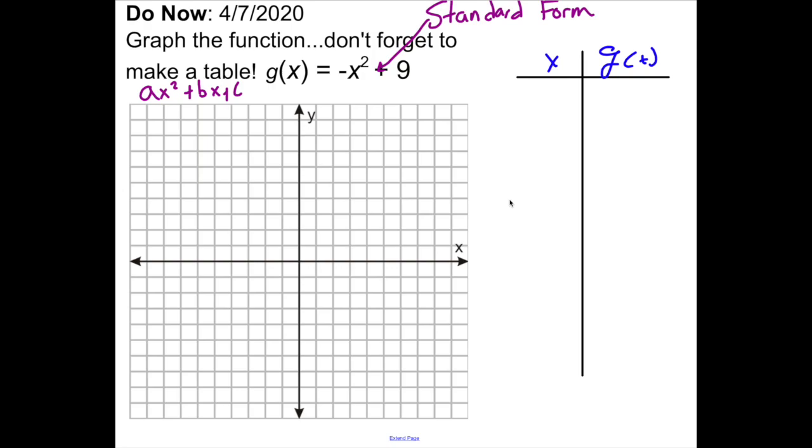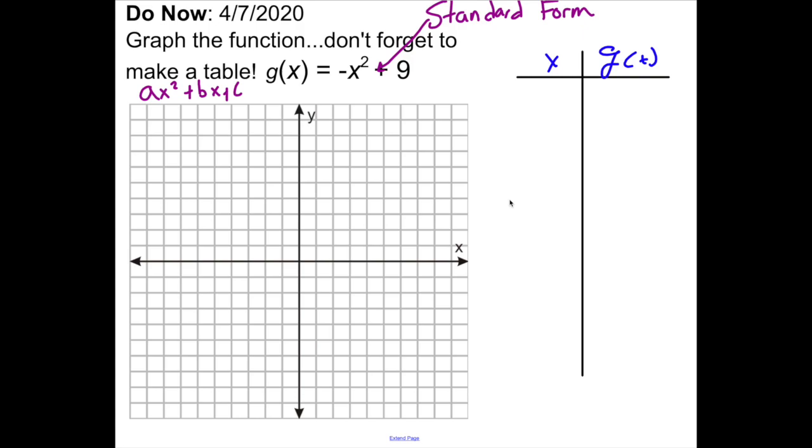This is Mr. Murray coming to you with a do now for Course 1 CP for Tuesday, April 7th, 2020. Today we're going to be continuing on with our investigation and kind of refresher on graphing.